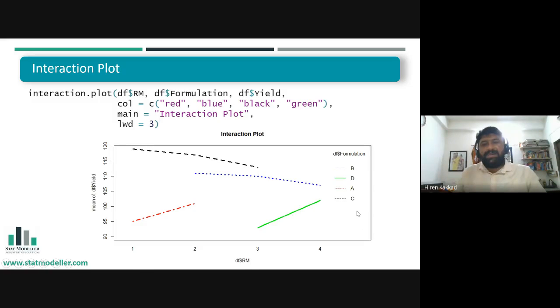So it is very difficult to conclude from this. Why? Because this is an incomplete block design. The treatments are not repeating in all the blocks, so that is why you might have this kind of interaction plot.